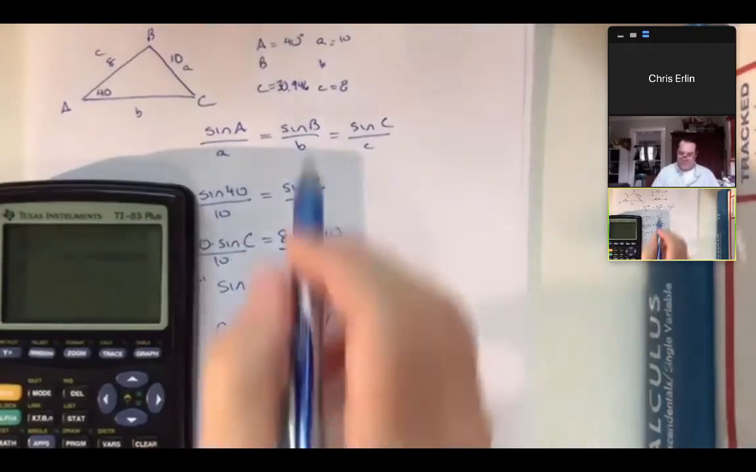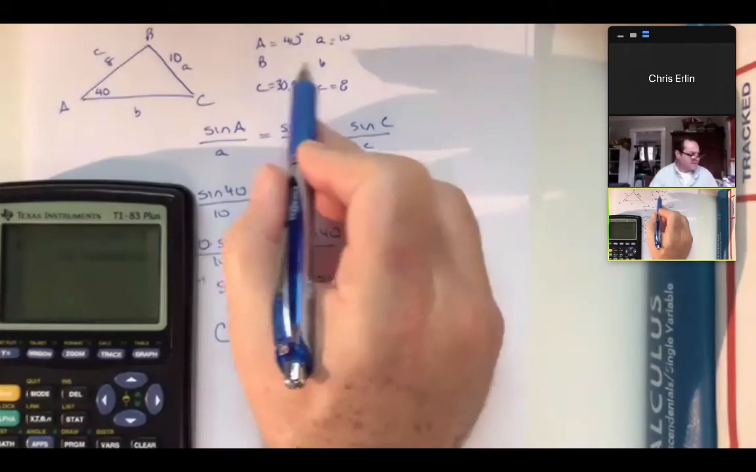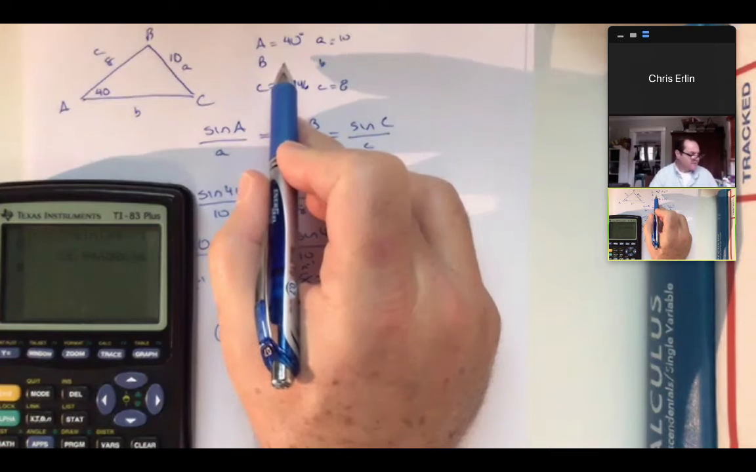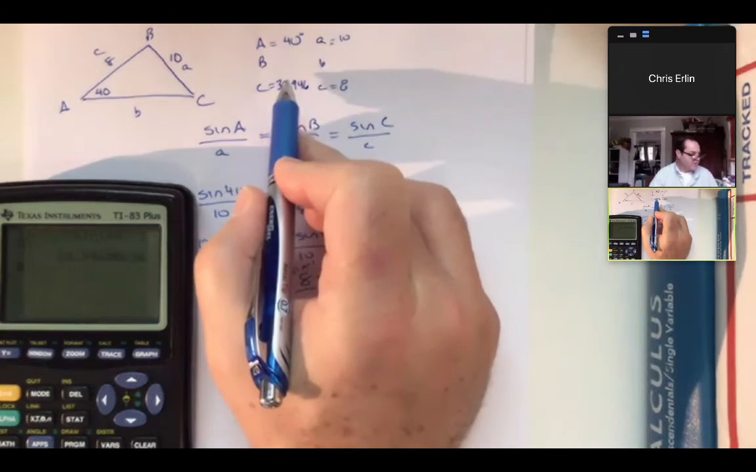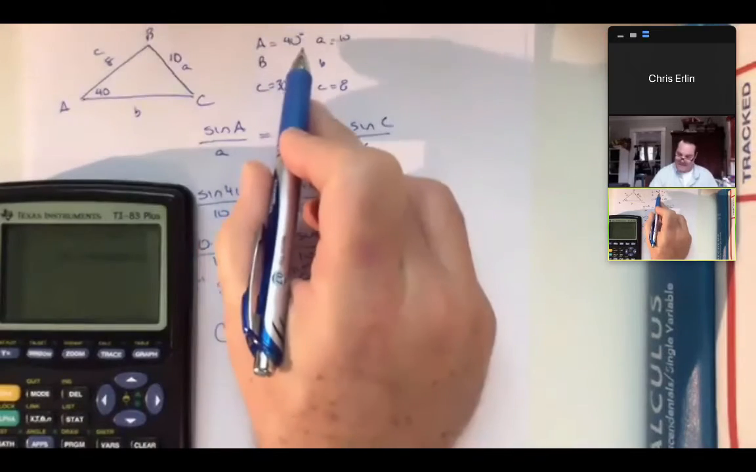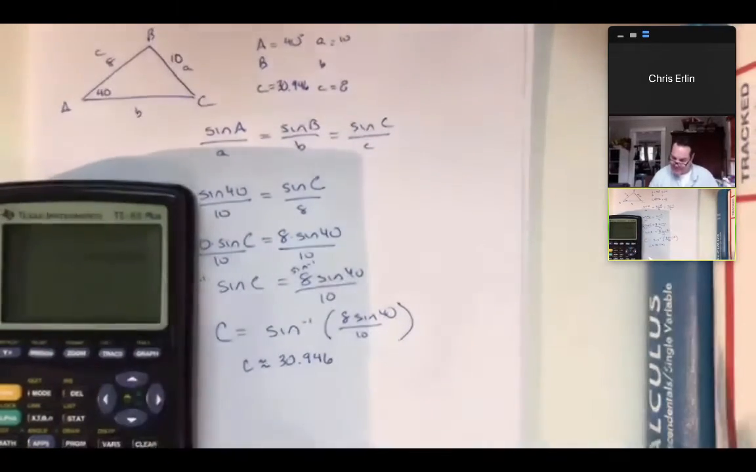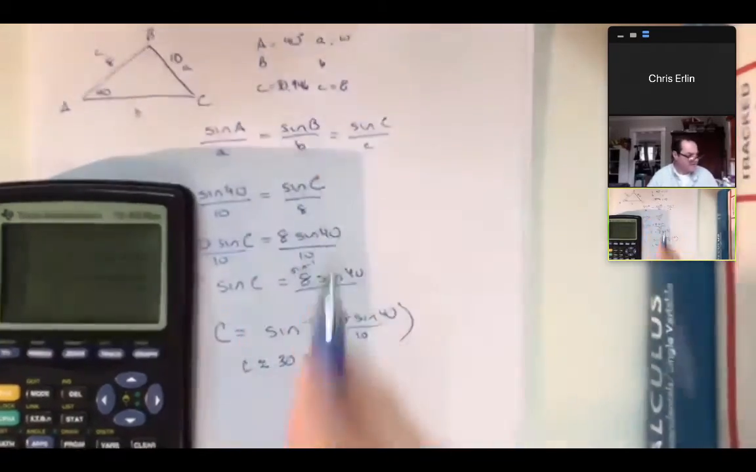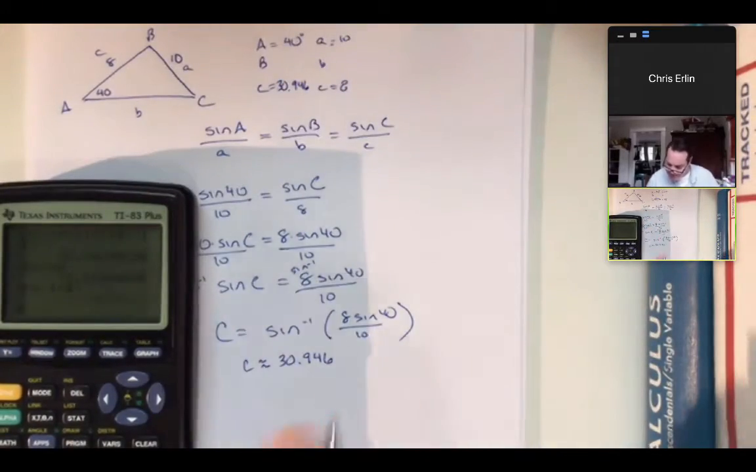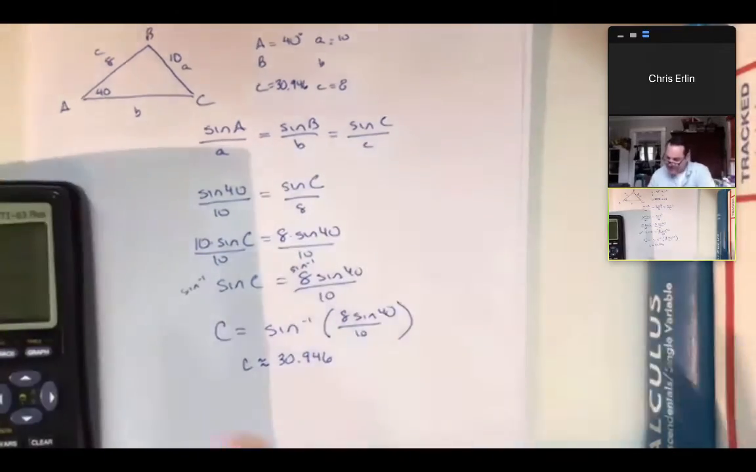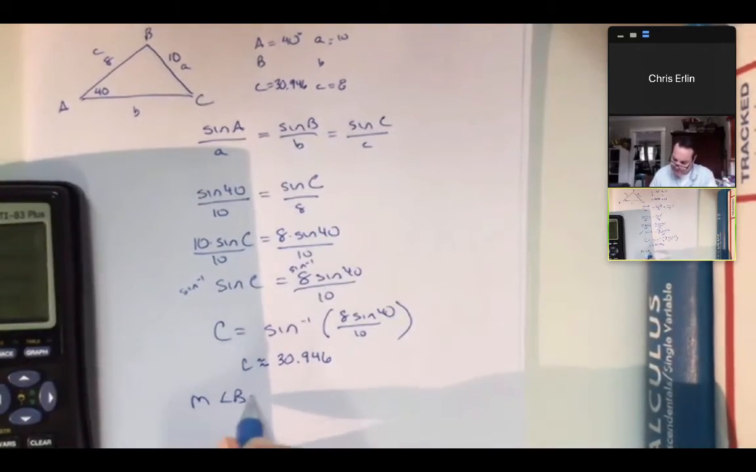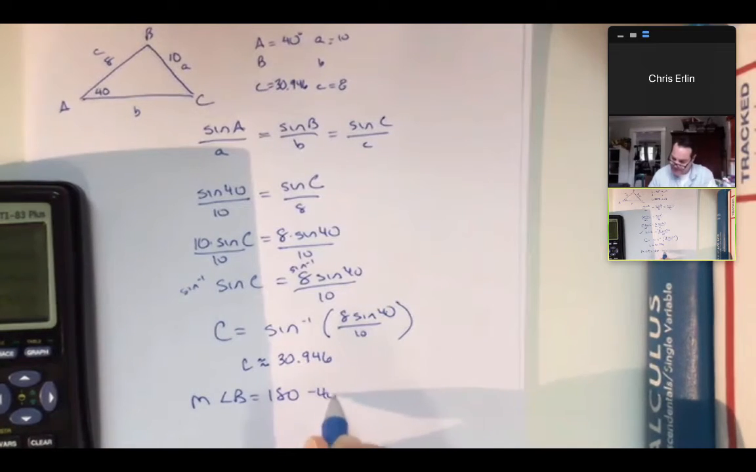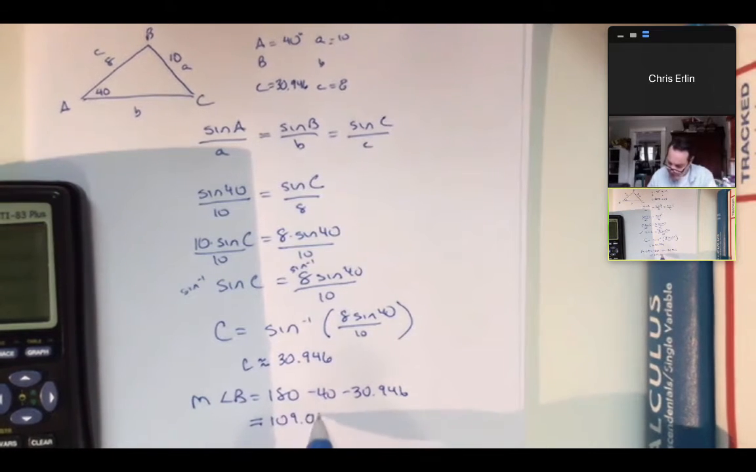And now there's no way I can get to the length of b unless I knew the angle of B. But I do know that, because if I look here, I can see that with this angle being 40 and this angle being 30.946, so far I've used up 70.946 degrees. If I subtract that from 180, I can see that the measure of angle B is equal to 180 minus 40 minus 30.946. So the measure of angle B is equal to 109.054.